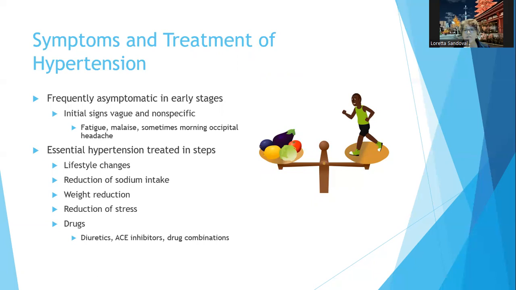Essential hypertension is usually treated in steps: lifestyle changes, reduction of sodium intake, weight reduction, reduction of stress, and then it goes to drugs. The drugs most commonly used are diuretics, like hydrochlorothiazide, one of the most common diuretics used to treat essential blood pressure. ACE inhibitors, one of the most common being lisinopril, and then drug combination.